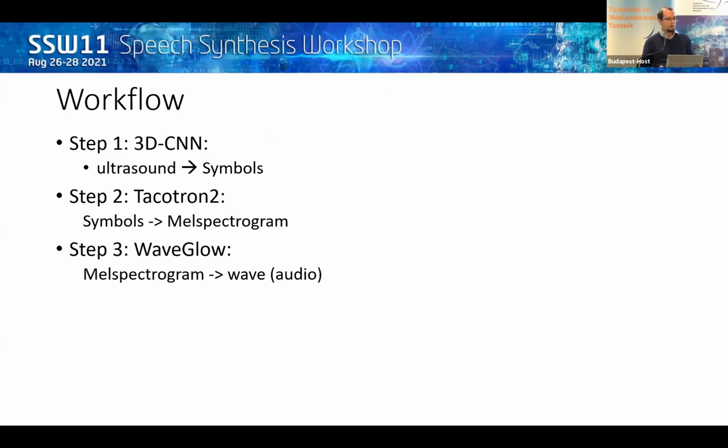So the method that we are using in this work is the following. There are three main steps. First, from the ultrasound articulatory input, with a three-dimensional CNN, we are transforming it to a textual representation, so symbols. After that, from the symbols, we are transforming with Tacotron 2 to a mel spectrogram. And finally, with the neural vocoder, WaveFlow, we are synthesizing speech from the mel spectrogram to the final wave.